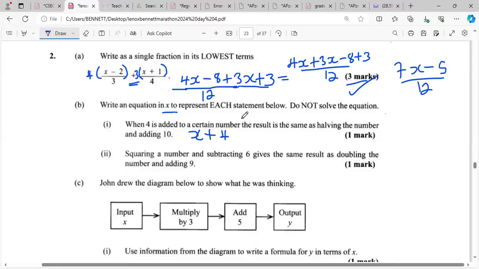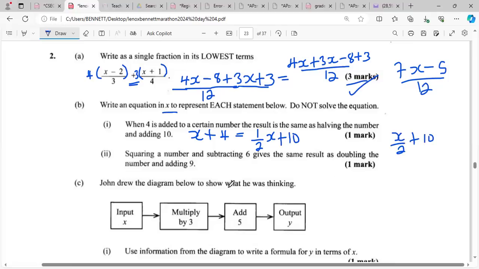When 4 is added to a certain number, the result is the same. So that means equal is the same as halving the number. So we just find half of x and adding 10. So that'll be half x plus 10. Or if you want to write it like this, x over 2 plus 10. Could be like that as well.